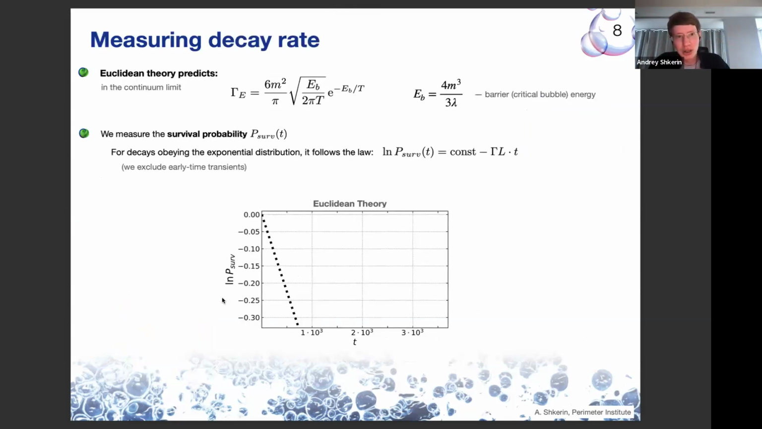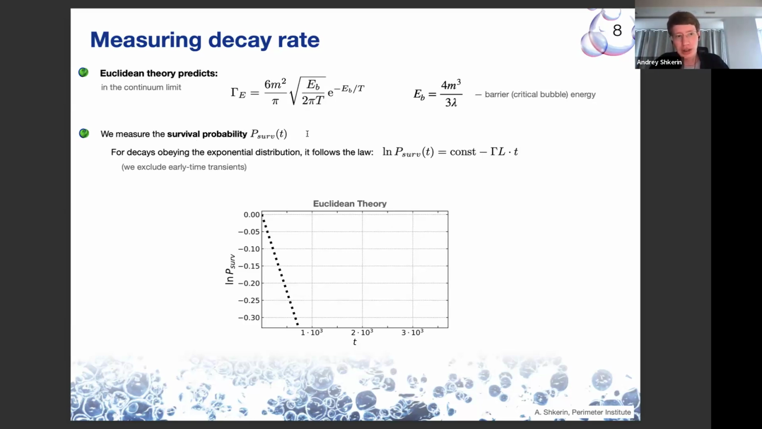Okay, so let me now describe how we actually measure the decay rate and compare it with the theory. In this theory, one more advantage of this simple toy model is that we can actually compute analytically both the exponential suppression and the prefactor. So we have the exact formula for the decay rate, which is given here, where m is the mass of the field, T is the temperature, and E is the energy of the barrier. That is, it is the critical bubble energy.